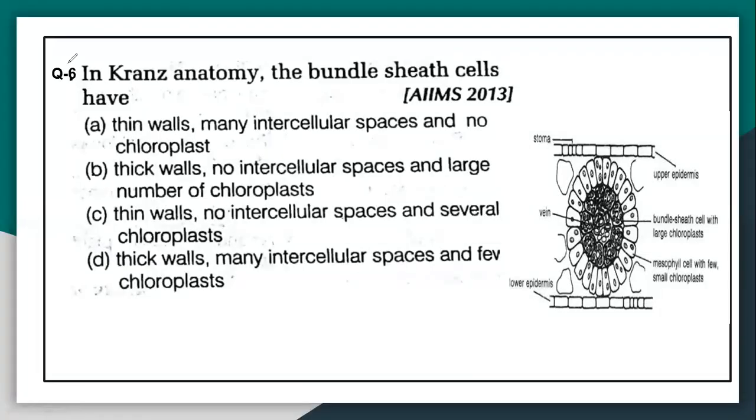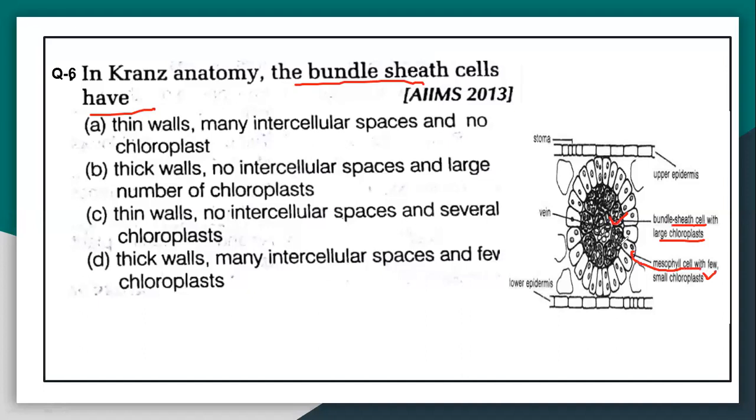In Kranz anatomy, the bundle sheath cells have many intercellular spaces. What we have seen during Kranz anatomy is that a special arrangement occurs. You can see this arrangement of Kranz anatomy. This is the ultrastructure of the leaf. These are mesophyll cells, and these are bundle sheath cells. So bundle sheath cells have large chloroplasts and mesophyll cells have few and small chloroplasts.